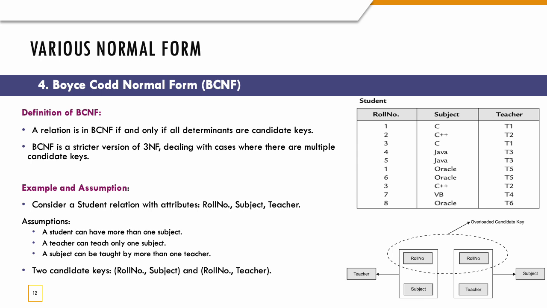So BCNF is particularly useful when a table has multiple candidate keys, which can cause anomalies in 3NF structure. Okay, so we go into an example for your better understanding.